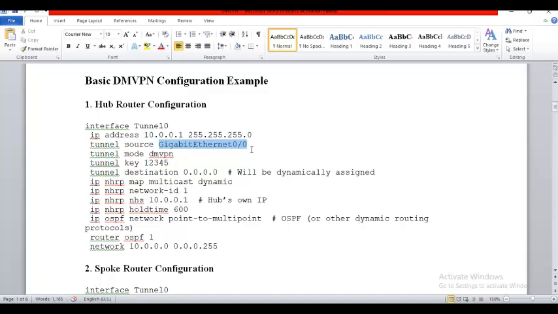But because this is multi-point, you will not know who the destination is. The hub will not know the destination. Why? The hub will dynamically learn the destinations. When spokes come and register, only then will the hub know who the destination is. Do you agree? So there is no destination. And for tunnel mode, some operating systems will have DMVPN, some operating systems will have multi-point GRE.